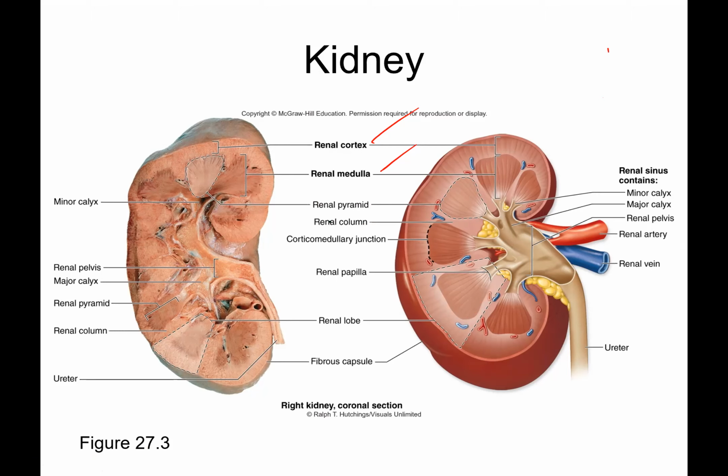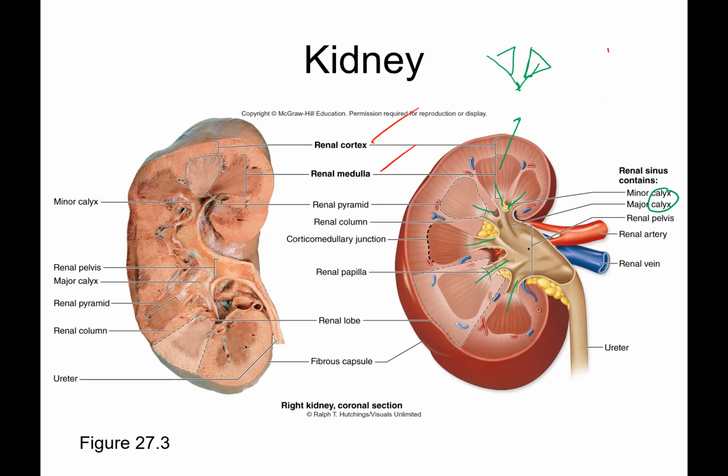Then you have the calyx. You have the calyces, so plural would be calyces. So the renal pyramid, if you look closely, I'm going to draw it up here. They kind of point to a middle, an inner part. So they all point in a certain direction.